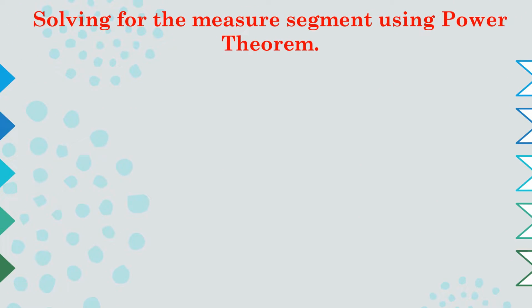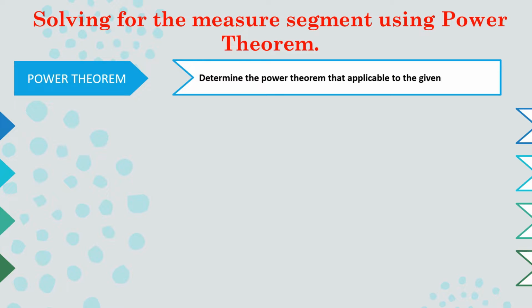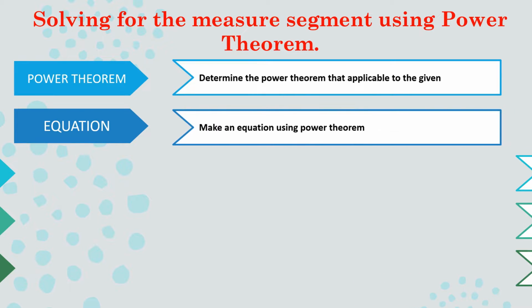Okay, so we're done now with the 3 power theorems. Now we're going to use those 3 power theorems to solve for the missing segment. And for ease of solving, you can simply follow these steps. Step 1, power theorem, is to determine the power theorem that is applicable to the given. And step 2 is equation. So make an equation using the power theorem.